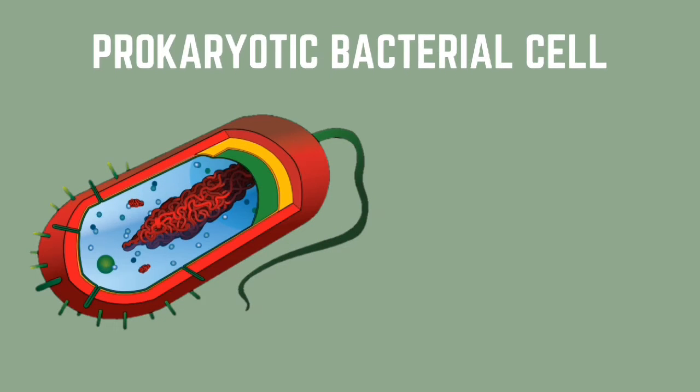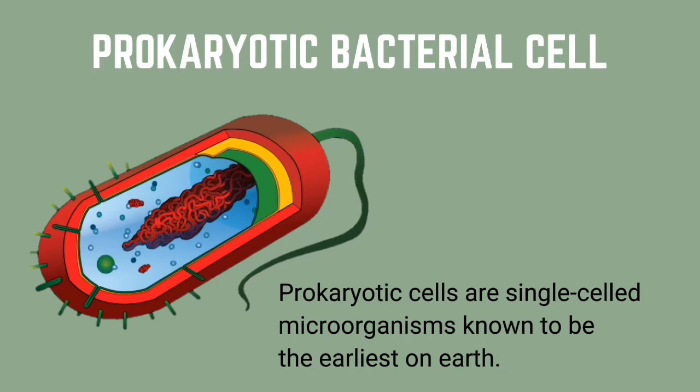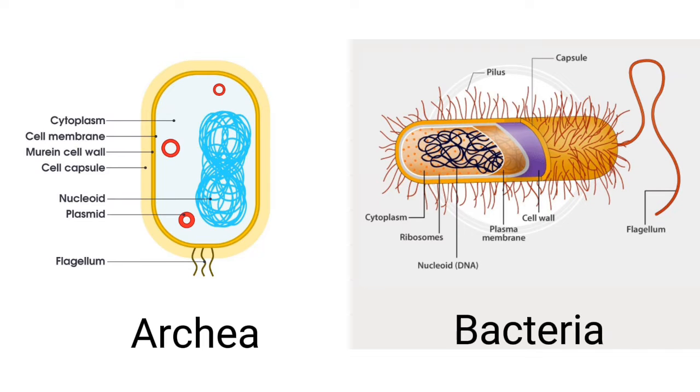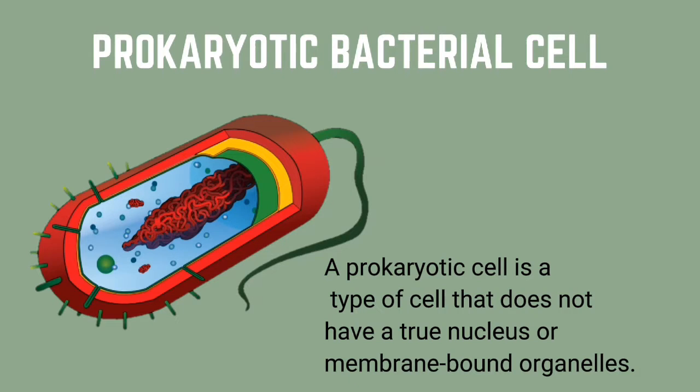Let us begin with the prokaryotic bacterial cell. Prokaryotic cells are single-celled microorganisms known to be the earliest on Earth. Prokaryotes include bacteria and archaea. A prokaryotic cell is a type of cell that does not have a true nucleus or membrane-bound organelles.